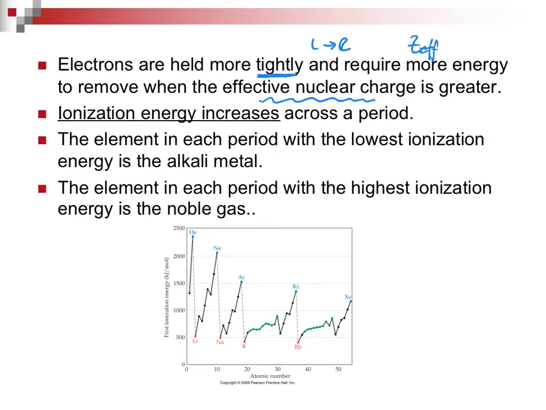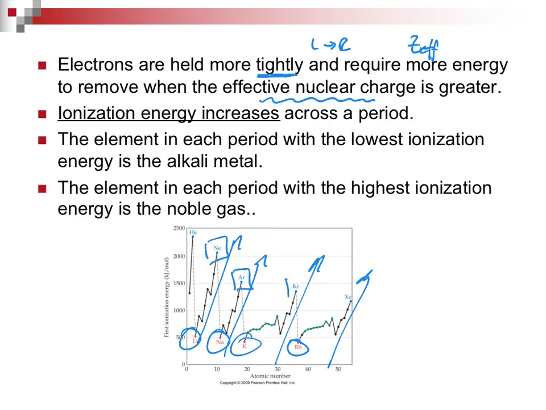So we're going to see ionization energies increase across a period. The element in each period with the lowest ionization energy is going to be the alkali metal. The element with the highest is going to be the noble gas. Very easy to remember as you look at this chart that was on the intro for this chapter. What we have are a series of trends and we try to explain them.